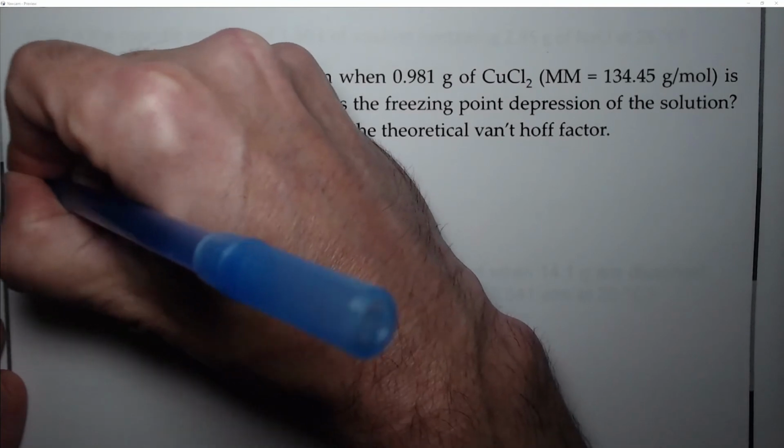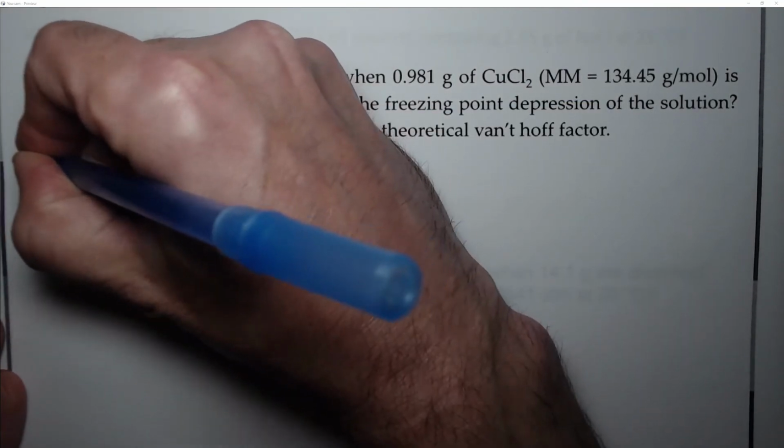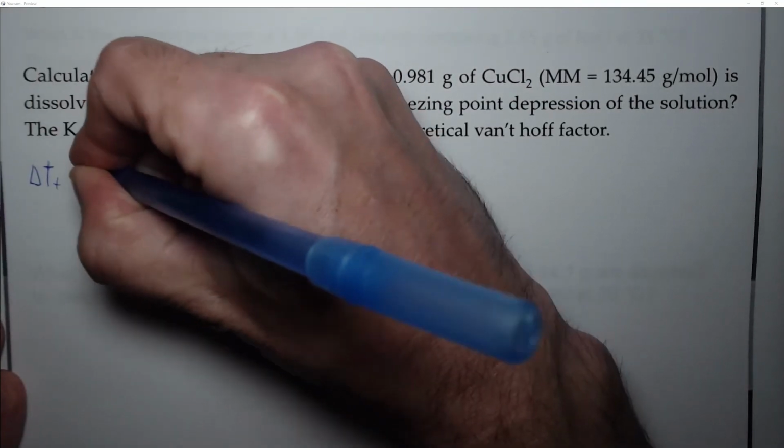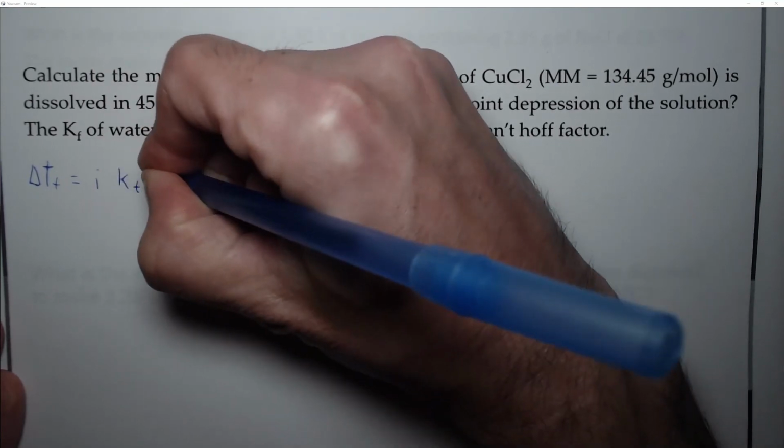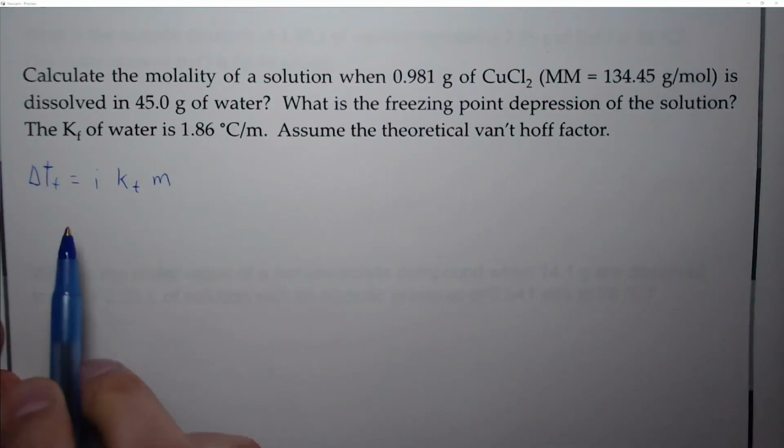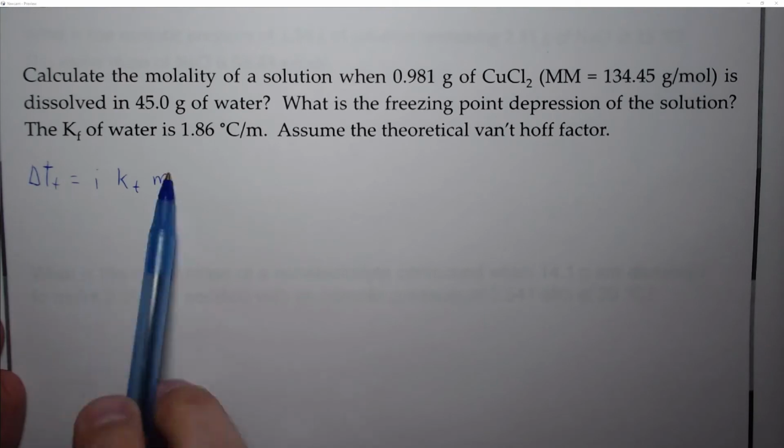So here, just like before, ΔTf equals i times Kf times m. So we need to figure out i and m in order to be able to solve this.